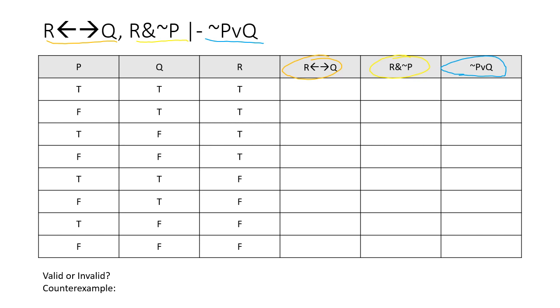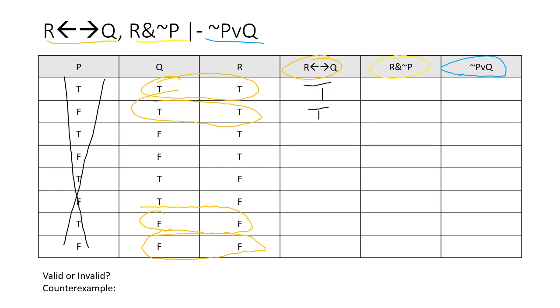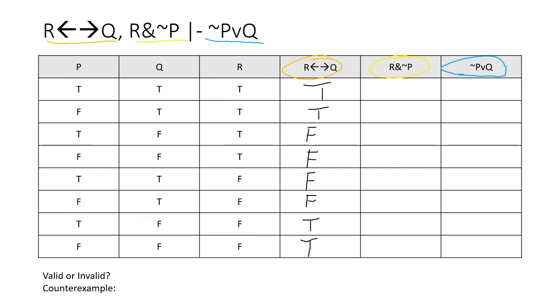So remember, for a double arrow, we're going to ignore the P here because we're just dealing with R double arrow Q. A double arrow is true wherever both sides are true or both sides are false. If they match, it's true. If they don't match, it's false. That's the easiest way to remember a double arrow. So in all these other instances, they are false. That's all we have to do for that one.